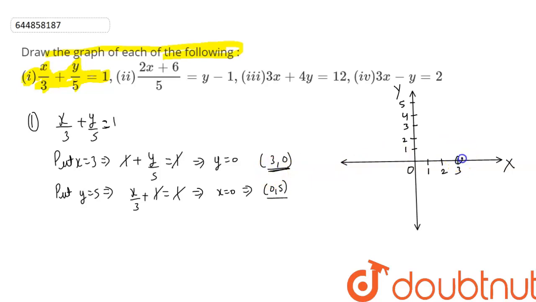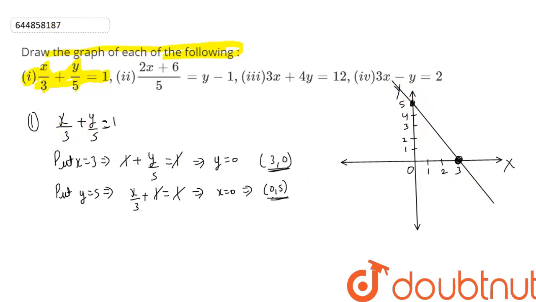So here this point is (3, 0). Similarly they have also given us (0, 5) as another point. So here we have (0, 5) as another point. So from this we can find the equation of the line; here the graph will look something like this. So this is the equation of the line, and this is also on the other side.